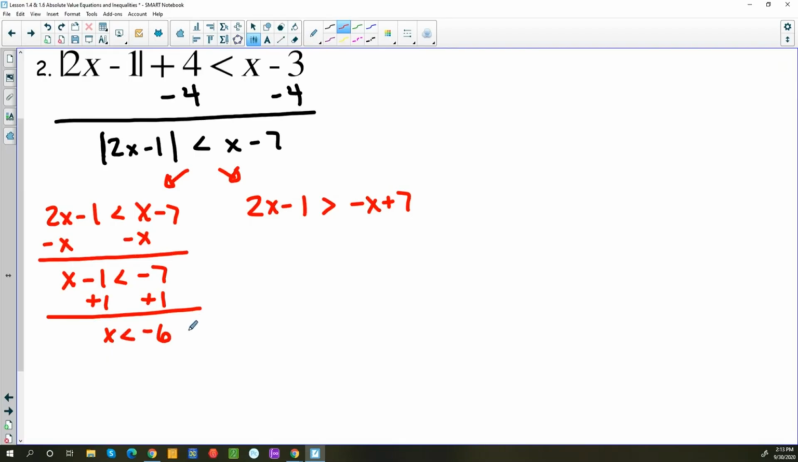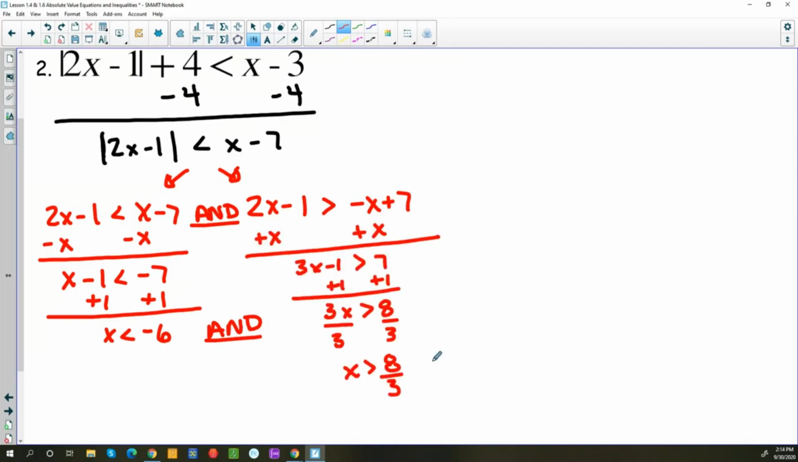So we have x is less than -6. There's one thing that I forgot to do between here in the beginning, and I apologize. We have a less than symbol. So a less than is an and. So I need to make sure that I write that because I need to make sure that my final answer looks like an and. So I have x is less than -6. Now I'm going to go through and solve this one. So as I solve that, I end up getting x is greater than 8/3.